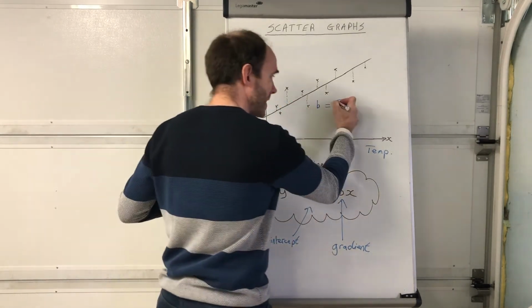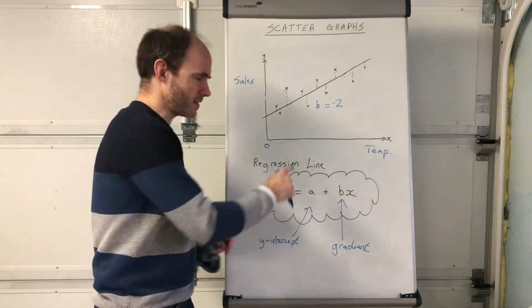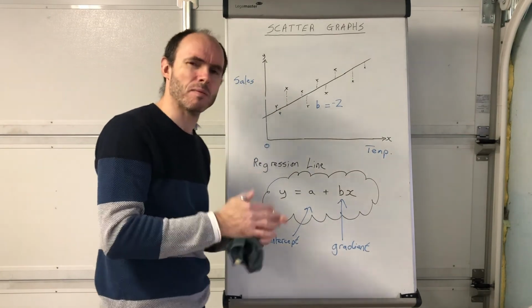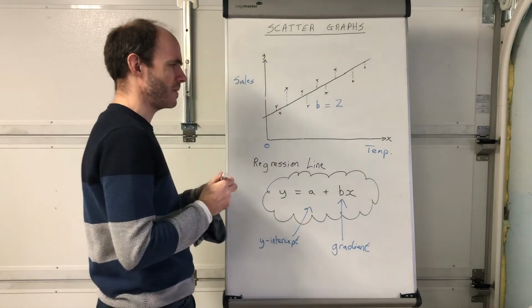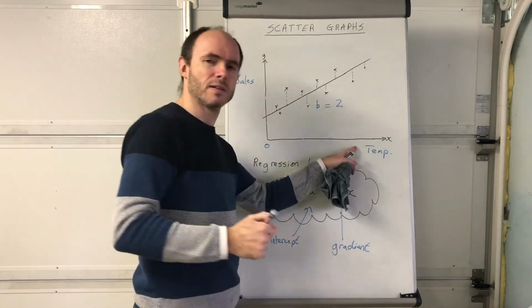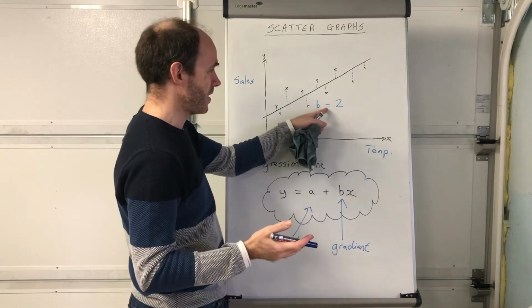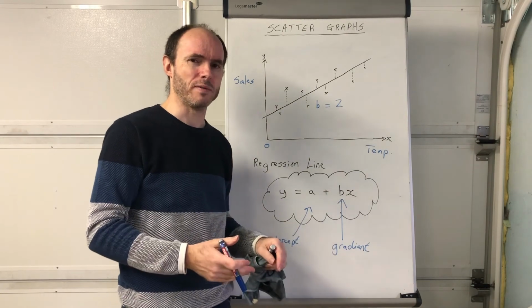If this was -2, for a start it would be a line like that. It would mean that for each unit this increases, the number of sales will go down by 2. So that might be the sale of coats example that I was talking to you about. That's essentially what it means. For each degree Celsius that the temperature increases by, the number of ice cream sales increases by 2. So that's really what the interpretation is all about.